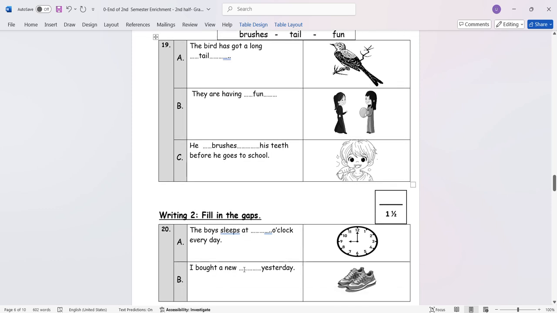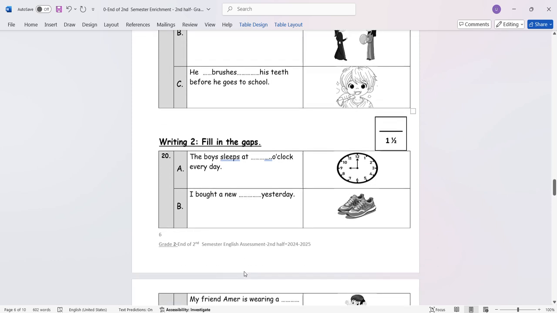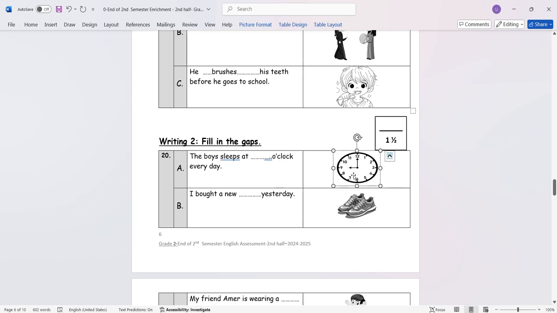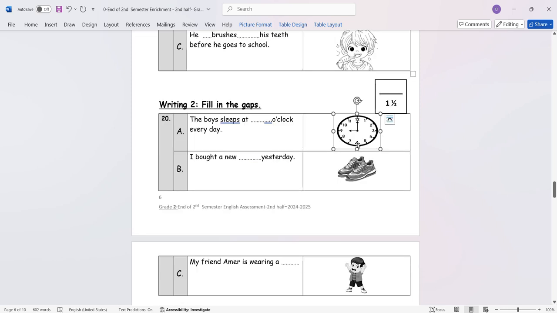Now we move to writing 2. Fill in the gap. The boy sleeps at o'clock every day. We check what time he sleeps. We look at the clock or at the picture. We can say that he sleeps at 9 o'clock every day. At 9 o'clock every day.